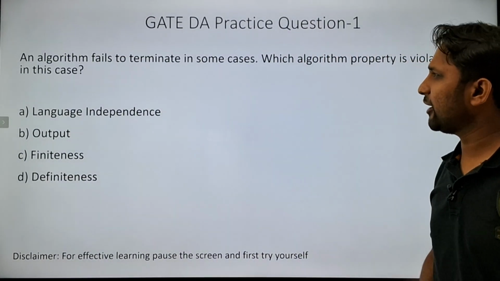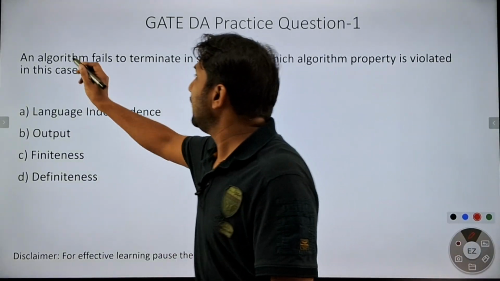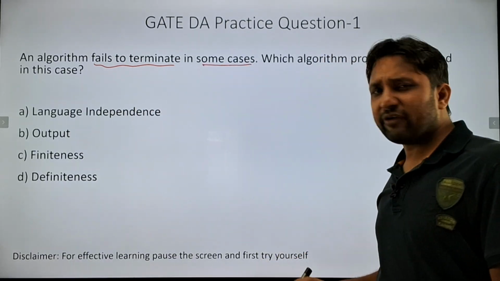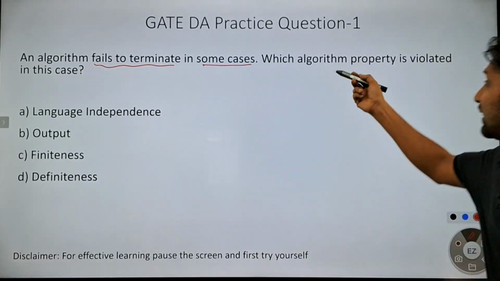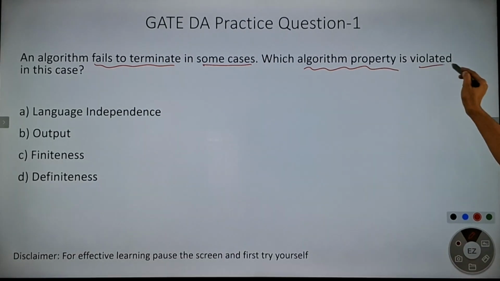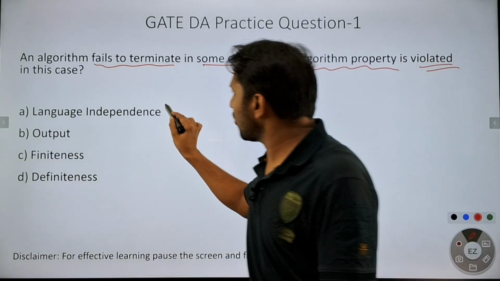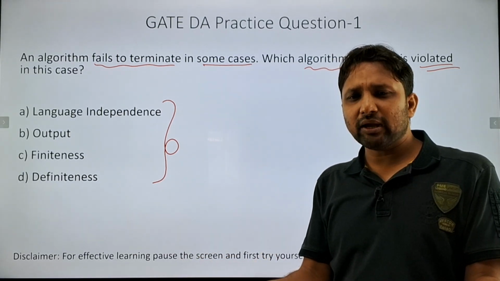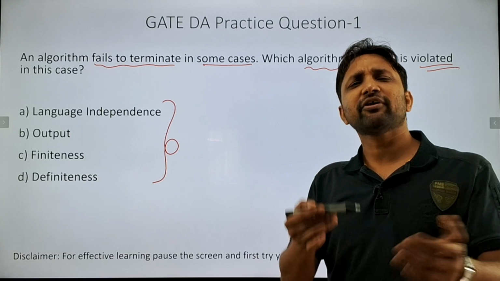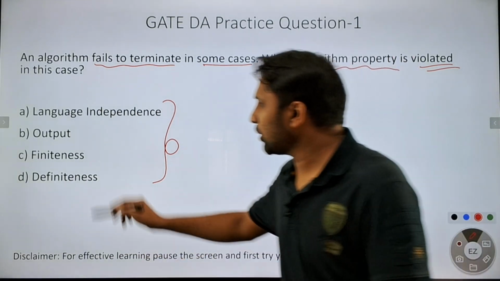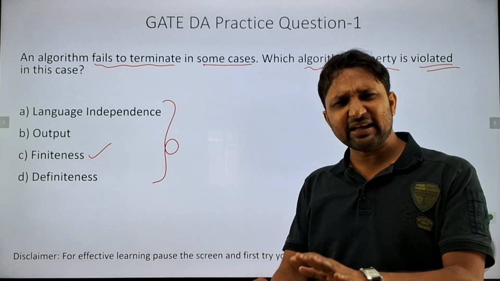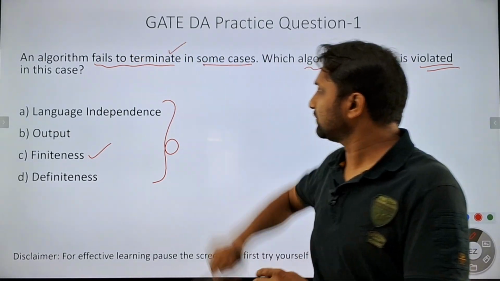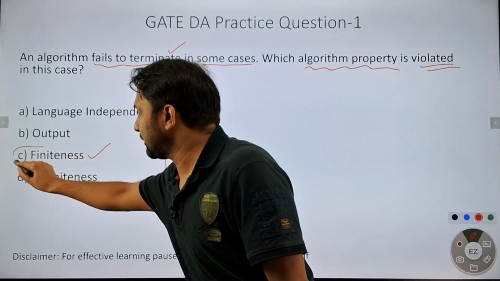First GATE practice question we have with us. Let me read the statement: an algorithm fails to terminate in some cases. They are asking which algorithm property is violated if the algorithm is not stopping. If it is not stopping, then it will take infinite steps and infinite time to execute. That property is C1, finiteness. Finiteness is not there in this algorithm because it is not terminating. So the answer should be C.